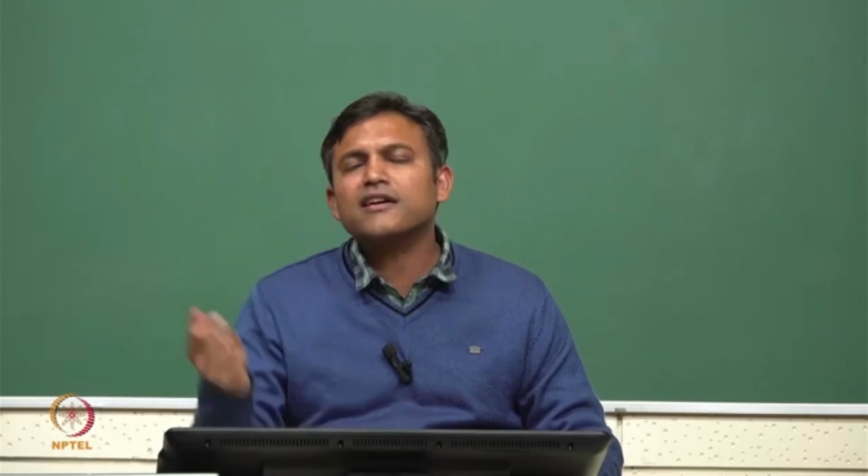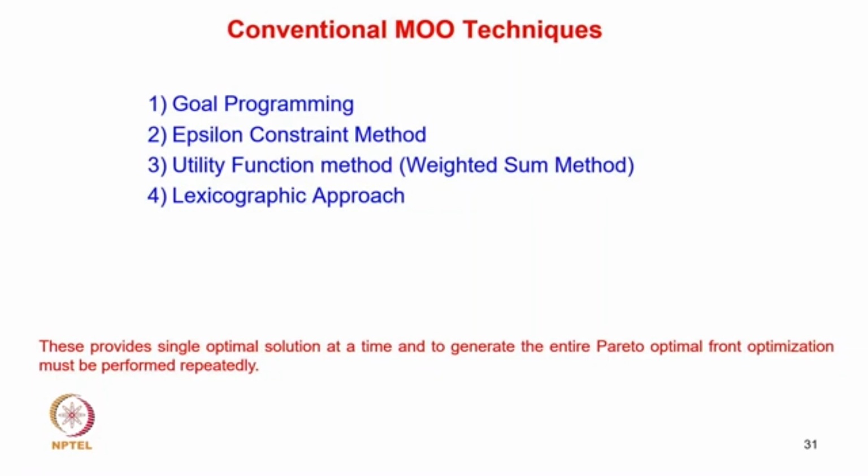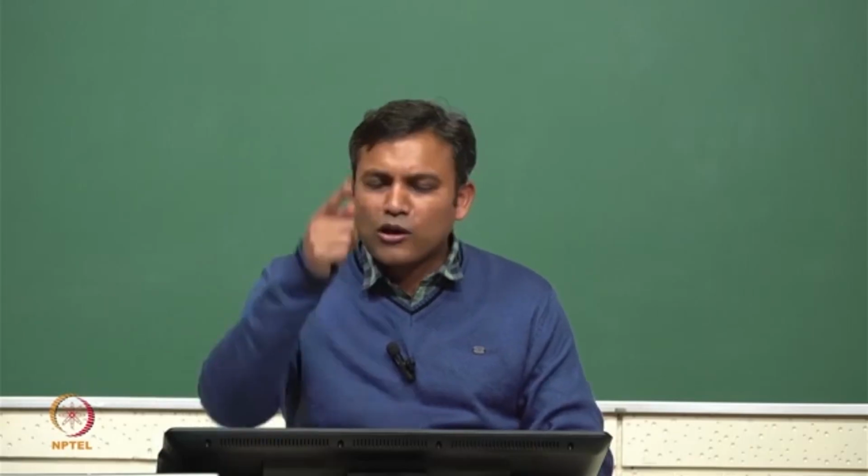In the epsilon constraint method, we optimize one objective at a time, and another objective is constrained at a given value, isn't it? In the utility function method, all the objectives we combine in a weighted manner, and then we change the weights individually, and finally we generate the entire Pareto optimal front.